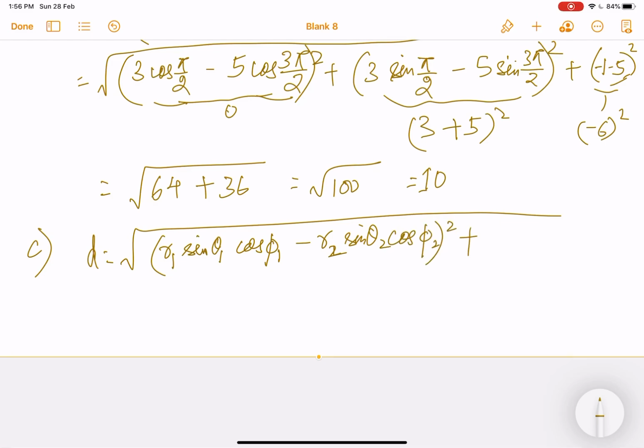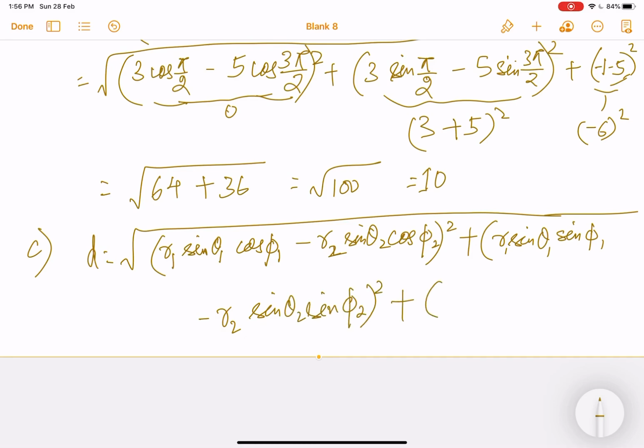All right, then next y, instead of y, what should I write? r sine theta sine phi. So this is r1 sine theta 1 sine phi 1 minus r2 sine theta 2 sine phi 2 whole square, plus instead of z1 minus z2, I can write r1 cos theta 1 minus r2 cos theta 2 whole square. Okay, this is correct.